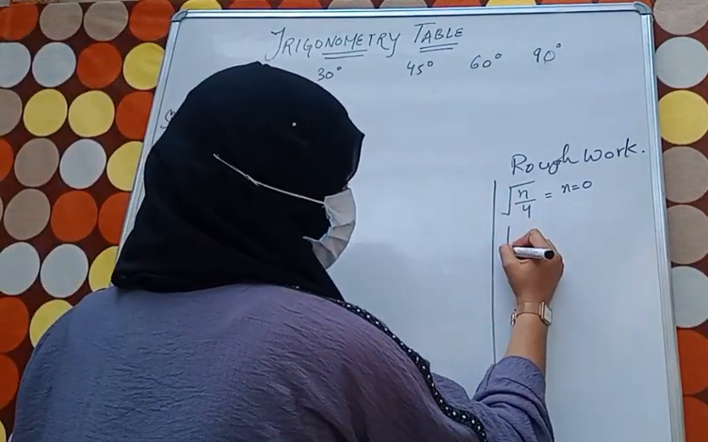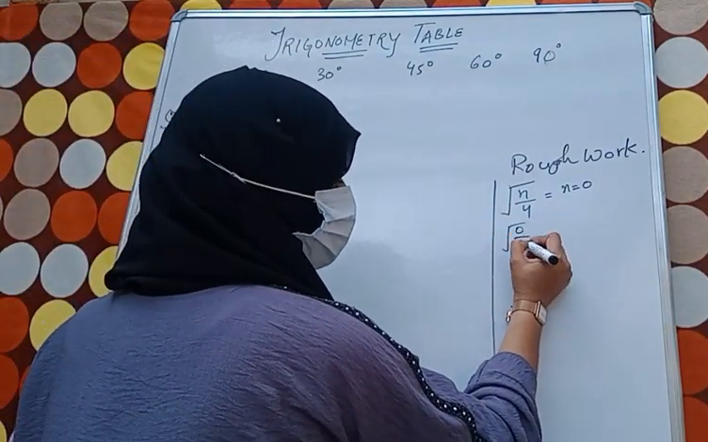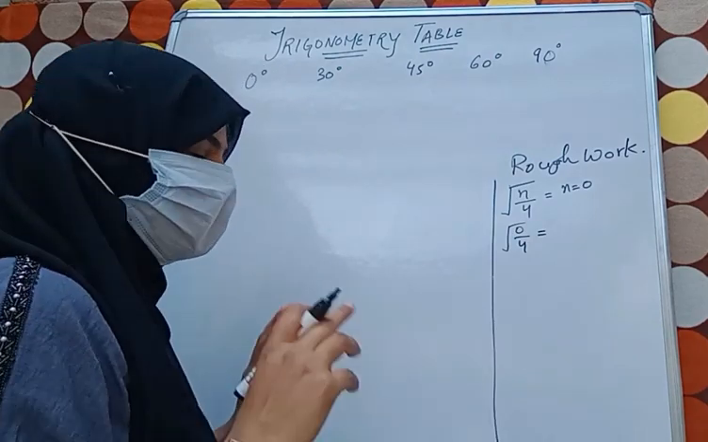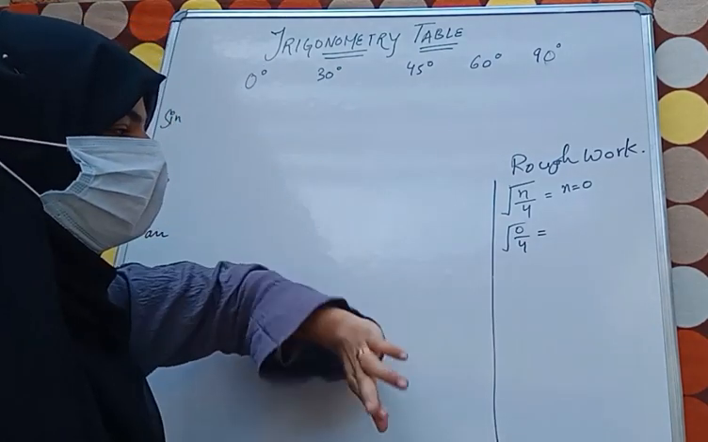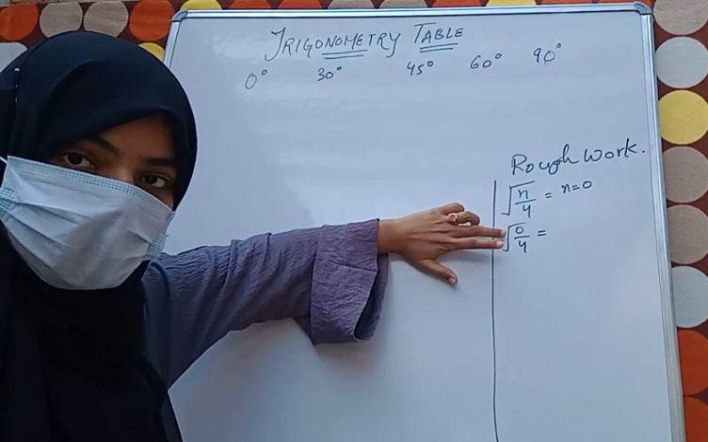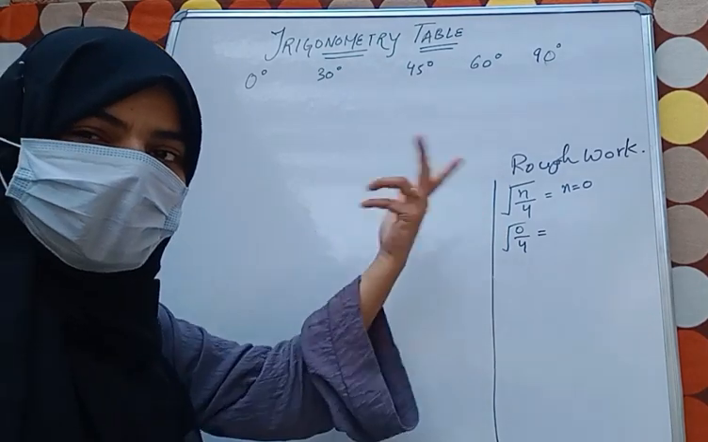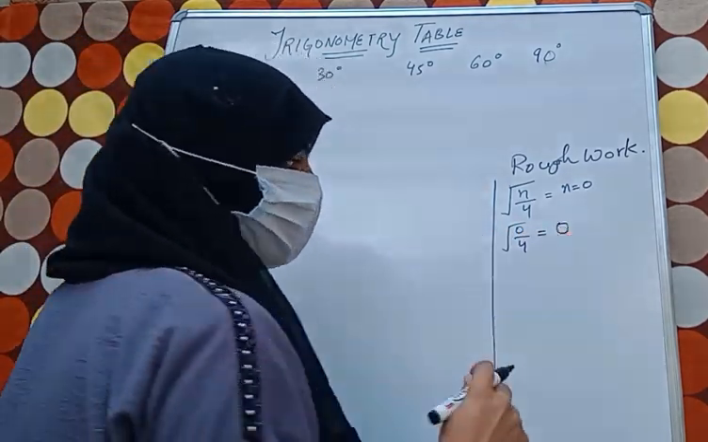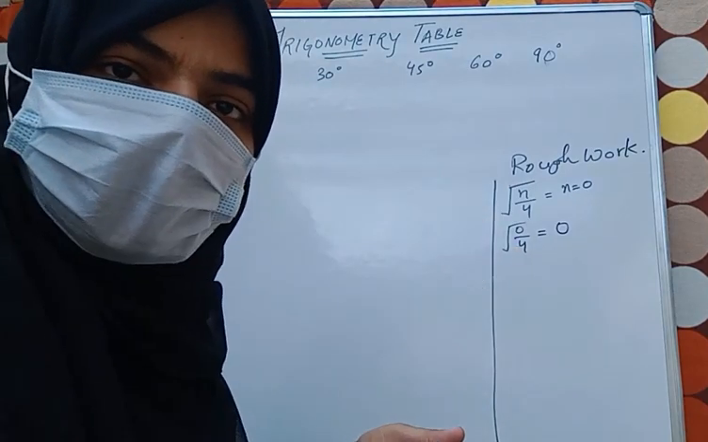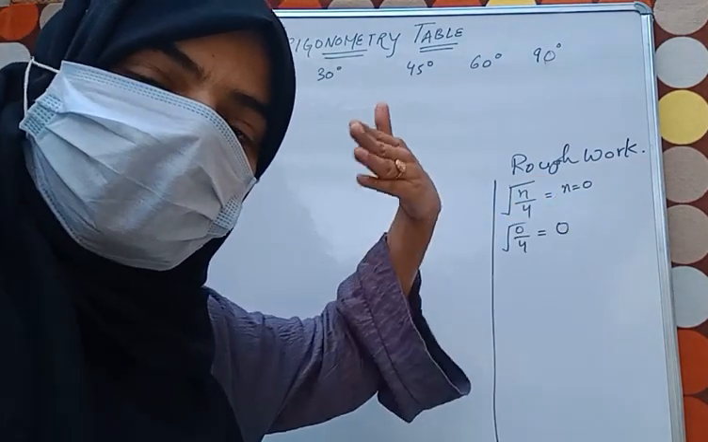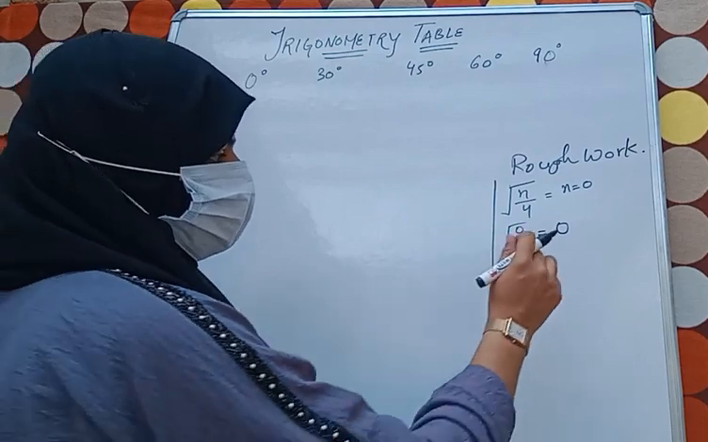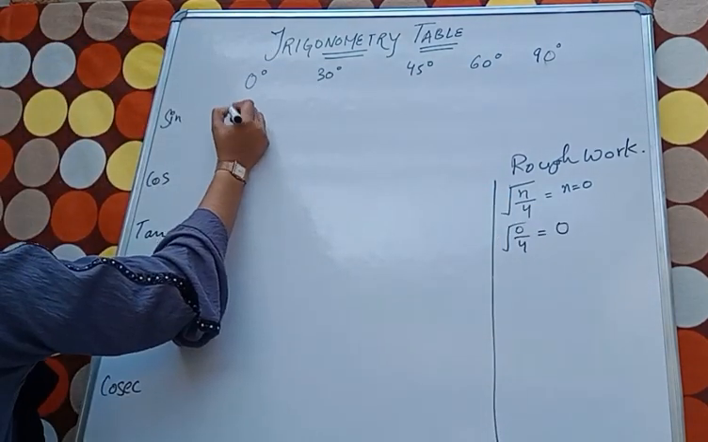So 0 upon 4, what does it give? Always remember, when 0 is in the numerator, it will automatically give 0. And when 0 is in the denominator, it will give infinity, it will be undefined. So it gives 0. So sine 0 is 0.